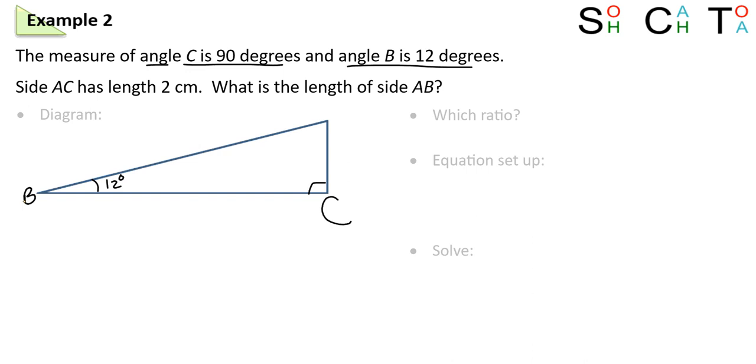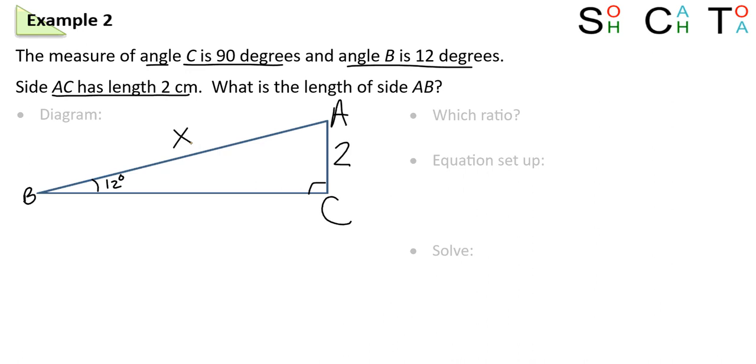And then it says side AC has a length of 2 centimeters. Well, this one's got to be A, which puts AC right here, 2 centimeters long. Our question says, what is the length of side AB in this triangle? So we're trying to find this side.